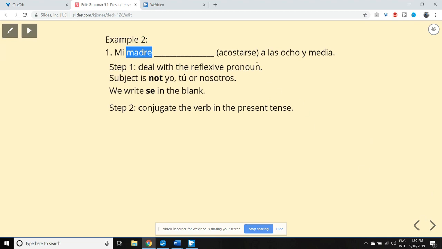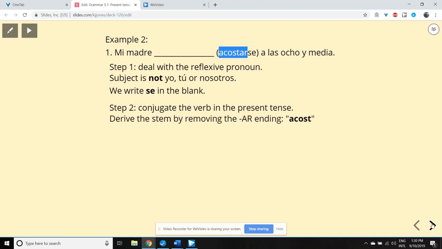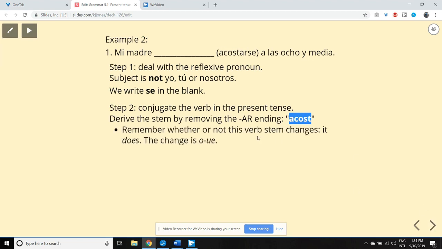Done. Now it's time to conjugate this verb in the present tense. We start like we always start. We derive the stem by removing the AR infinitive ending. So this gives us our stem, acost. Great. Now we have to rely on our studying to remember whether or not this verb stem changes in the present tense. It does. We know this because we studied the material. The change that it has is O to UE.